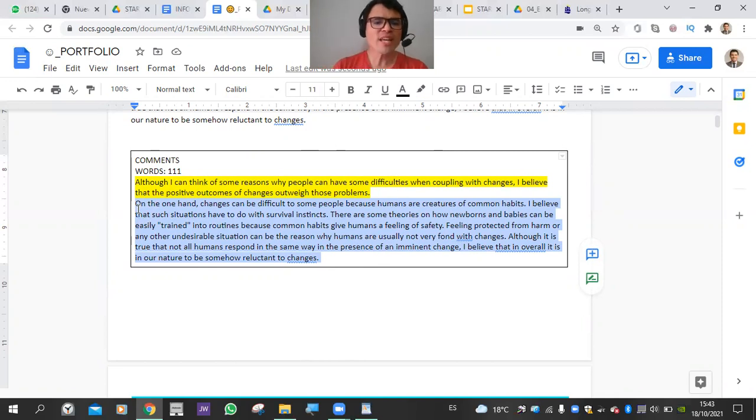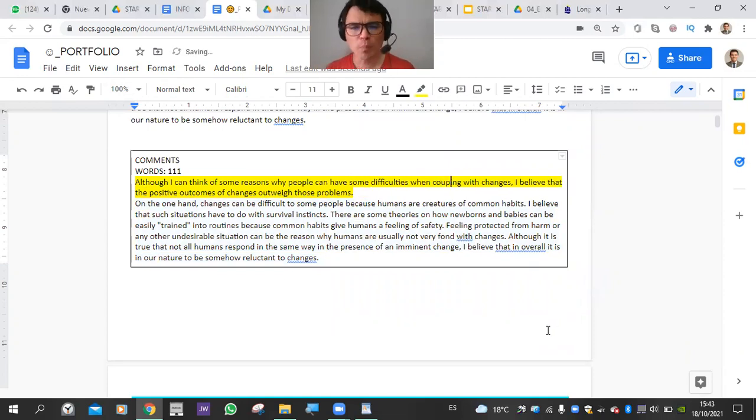It says, although I can think of some reasons why people can have some difficulties when coupling with changes, maybe what this person means, what Paquita means, is coping, no? Coping, no? Probably that's what she means. With coping with changes, I believe that the positive outcomes of changes outweigh those problems. Okay. That is the main idea of the essay. Now, let's see if Paquita has included that idea here in the paragraph.